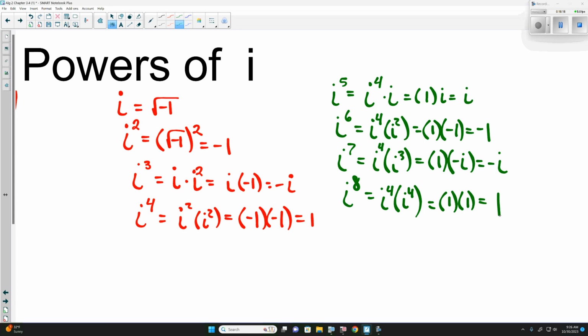So no matter, we've gone through 8, and we could keep going, but there's only 4 things that keep showing up. We either have I, -1, -I, or 1. No matter what the power is with I, it's going to reduce to one of these 4. We cannot leave I to a power other than 1. So if we get I squared, I cubed, I to the 4th, we have to reduce it back to one of these 4.